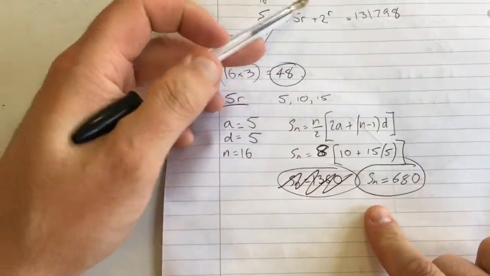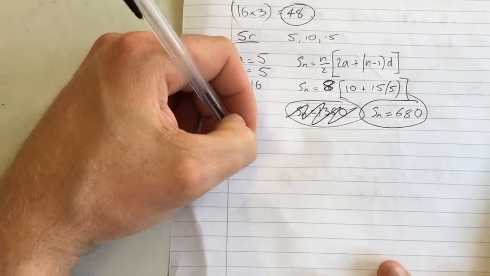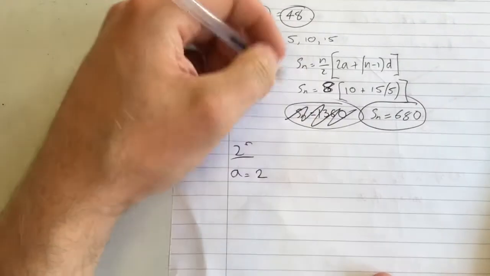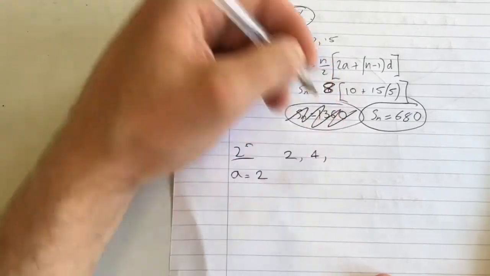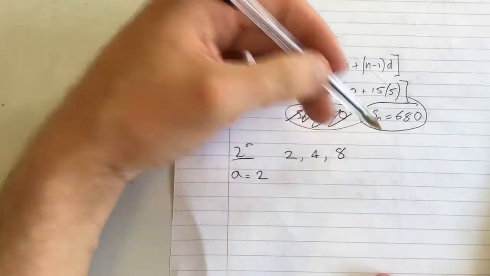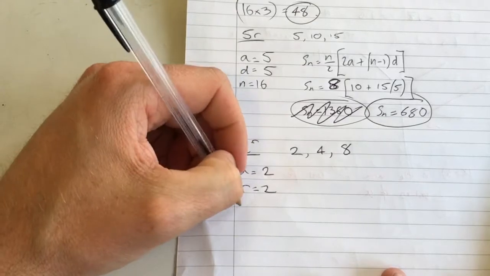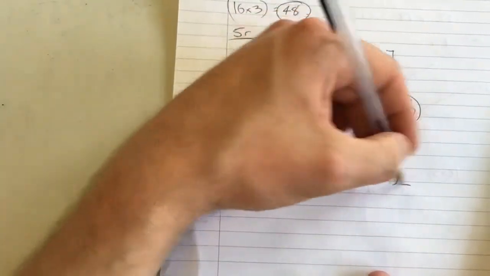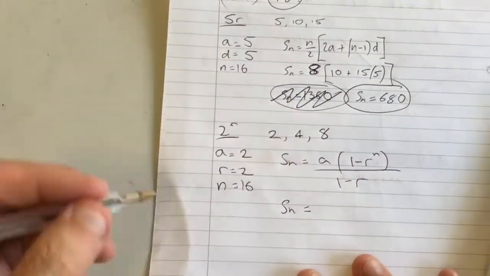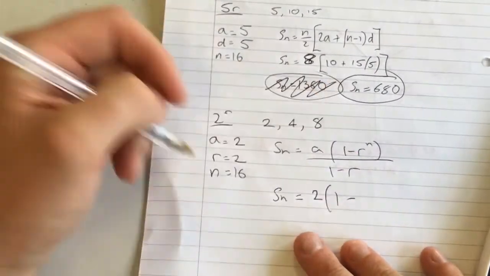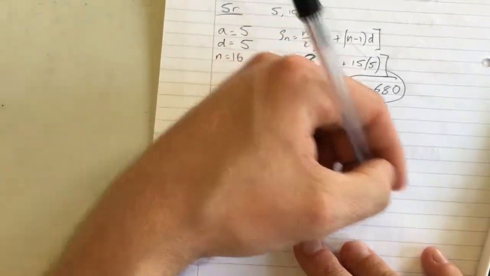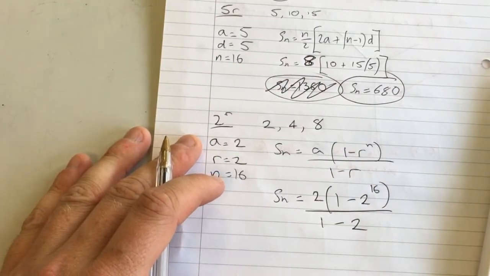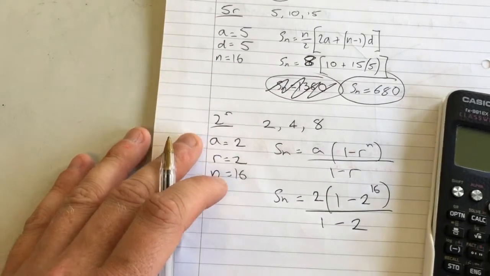So 48, 680, and the last bit here it said was geometric, so 2 to the r. First term is going to be 2. The ratio, if we try a few terms, so we're going to get 2 to the power 1, 2 squared is 4, 2 cubed, 8. So the ratio is going to be 2, so r equals 2 as well. And number of terms is 16. So Sn is a 1 minus r to the n over 1 minus r. So 2 lots of 1 minus 2 to the power 16 over 1 minus 2. Yeah, cool.